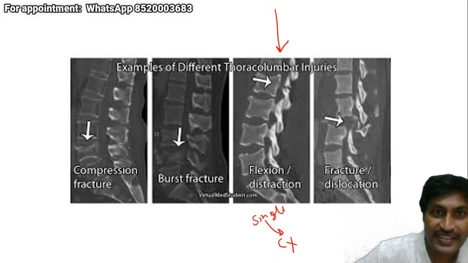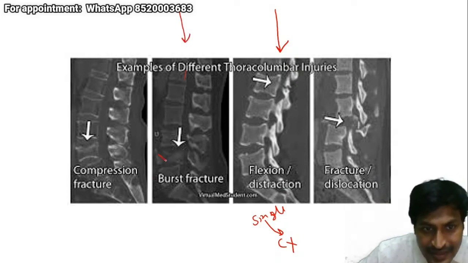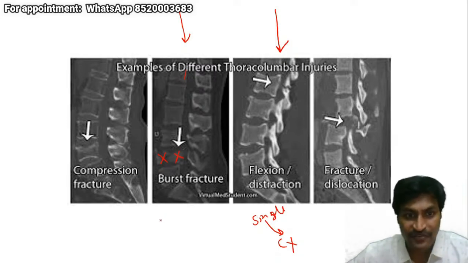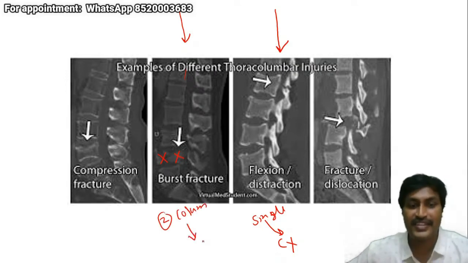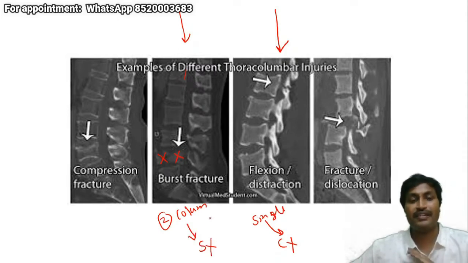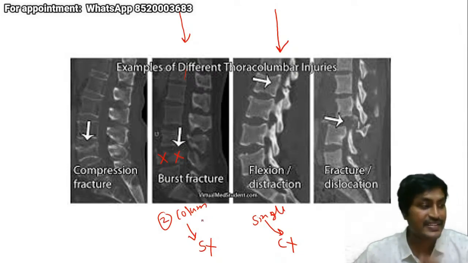So identify this. This is injured, this is injured. So this is a two column fracture. So this requires surgery. Until surgery, the patient should be given a lumbosacral belt, and he should not be allowed to sit or stand.